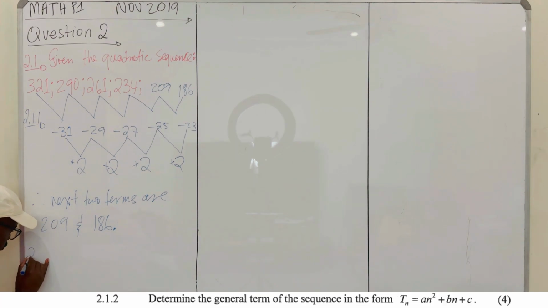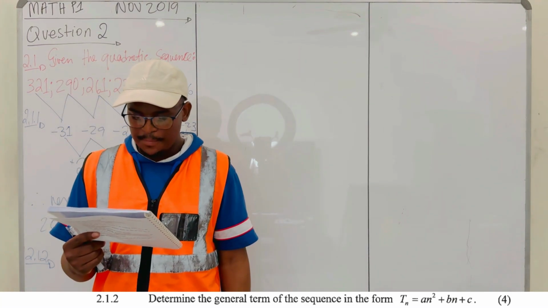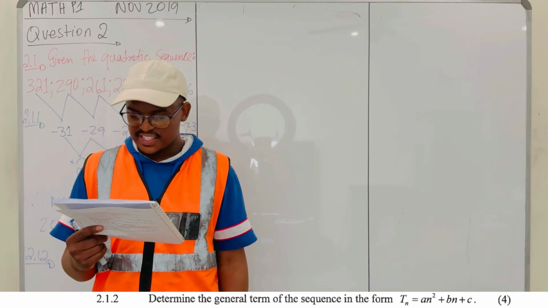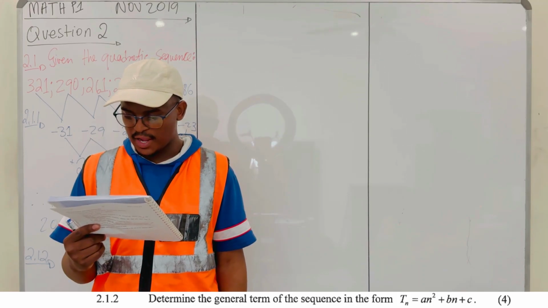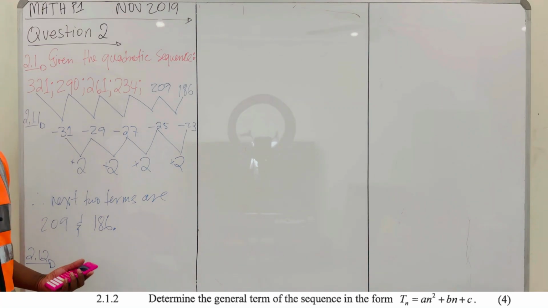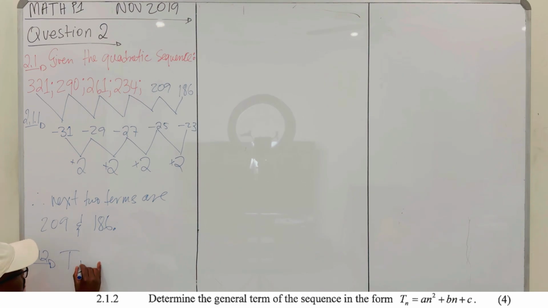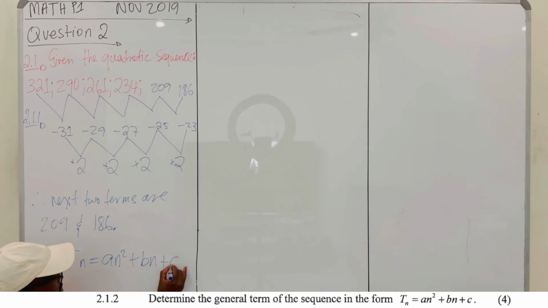So we move to 2.1.2. What are they saying in 2.1.2? They are saying determine the general term of the sequence in the form Tn is equal to an squared plus bn plus c. So they want you to find the nth term or general term for the quadratic sequence. So they want your Tn, in the form an squared plus bn plus c.